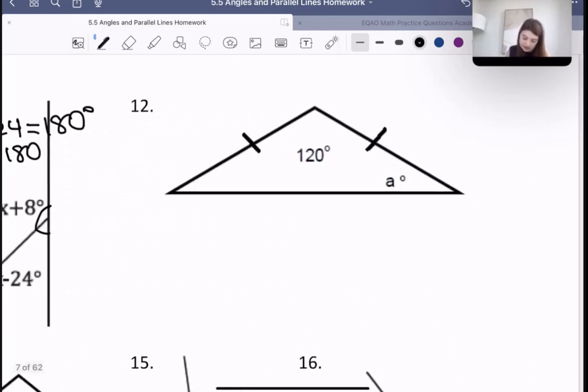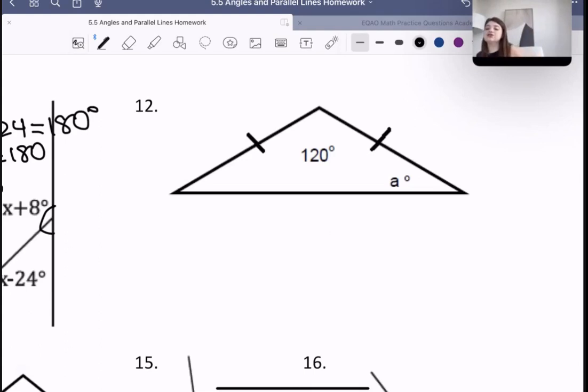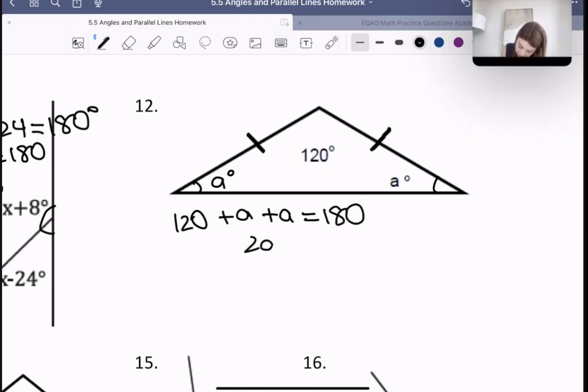Let's try this one. This is an isosceles triangle. And what does that mean? Well, since we have two sides the same, that means we have two angles the same. So that means these two angles must be the same thing, which means we can use one of our equations to solve this. We know that the three angles add up to 180. So that means 120 plus A is equal to 180, which means that 2A is equal to 60, which means A is equal to 30. So there we go.